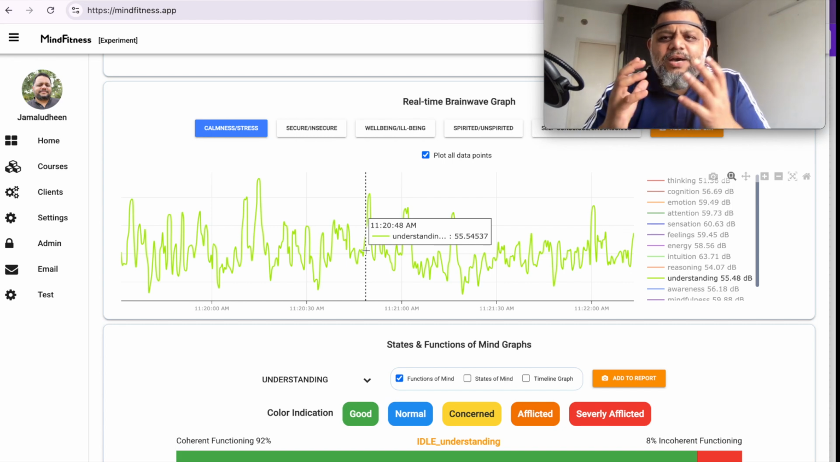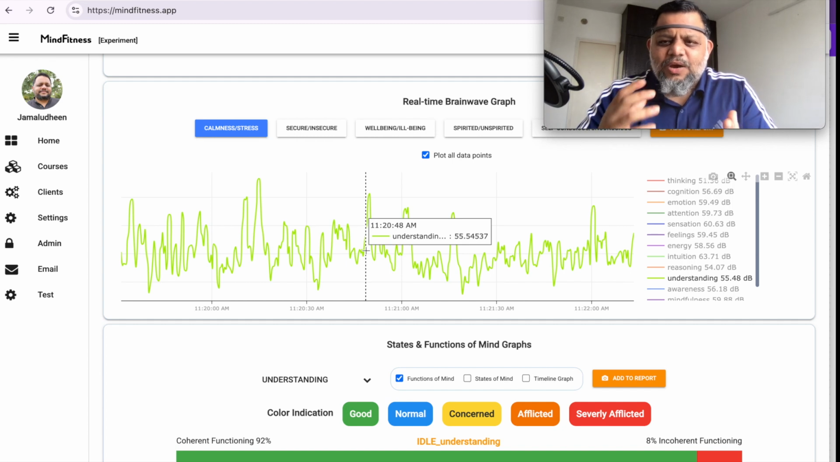Our conscious mind functions are how we think, how we reason, and how we understand. So to understand something in its perfect coherent way, you need to think in the right way, and you need to reason in the right way, and only then will you be able to understand. When information comes to your mind, first you use it to think, then you build a reason on that thought, then from that reason and from that thought you understand.